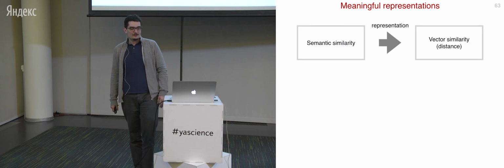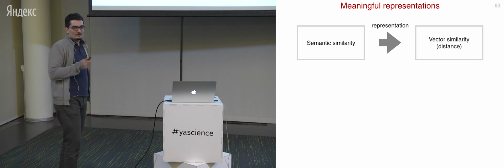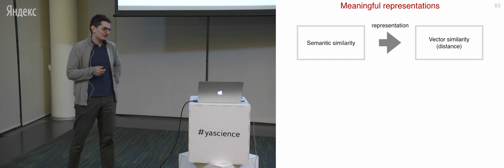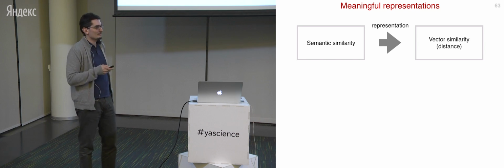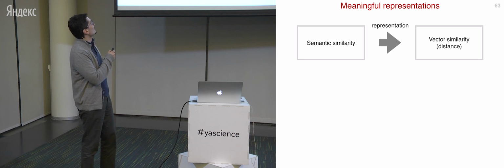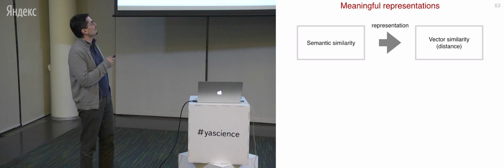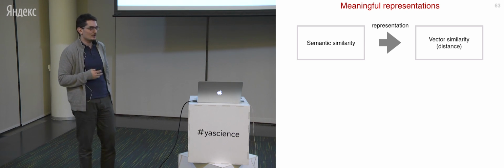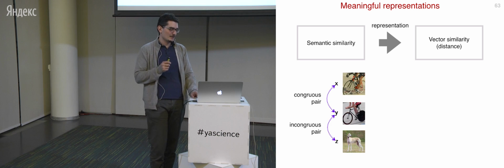So what should the representation do? Well, the intuition that computer vision people had, and maybe also some machine learning people had, but maybe not all of them, for quite a long time, is that we have a semantic similarity, so two images which have the same category, and we want our representation to map that into a corresponding vector similarity or distance between Euclidean vectors. So this is exactly what this means.